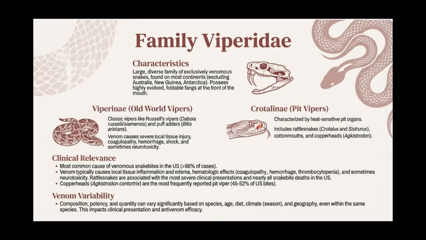In terms of clinical significance, pit vipers are the leading cause of venomous snake bites in the United States, accounting for more than 98% of cases. Their venom is complex and often results in local inflammation and swelling, blood clotting issues such as coagulopathy and hemorrhage, and in some cases neurotoxic effects.